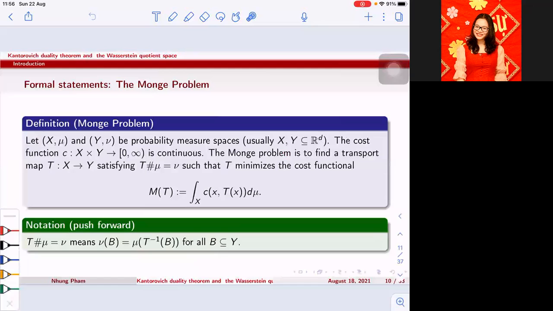Next are the formal statements of the Monge problem. The Monge problem is to find a transport map T from the starting set to the destination set, satisfying the push-forward condition, such that it minimizes the cost functional as written on the screen. Because the starting set and the destination set can be continuous, not discrete as in the example I showed you, we write the integral instead of the sum for all the costs. C is the cost function. The push-forward condition means that the size of the destination set is equal to the size of the starting set.